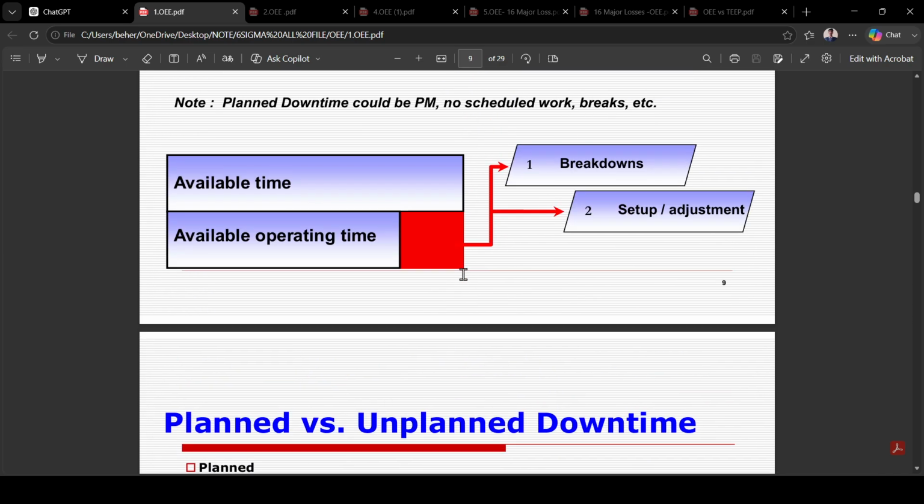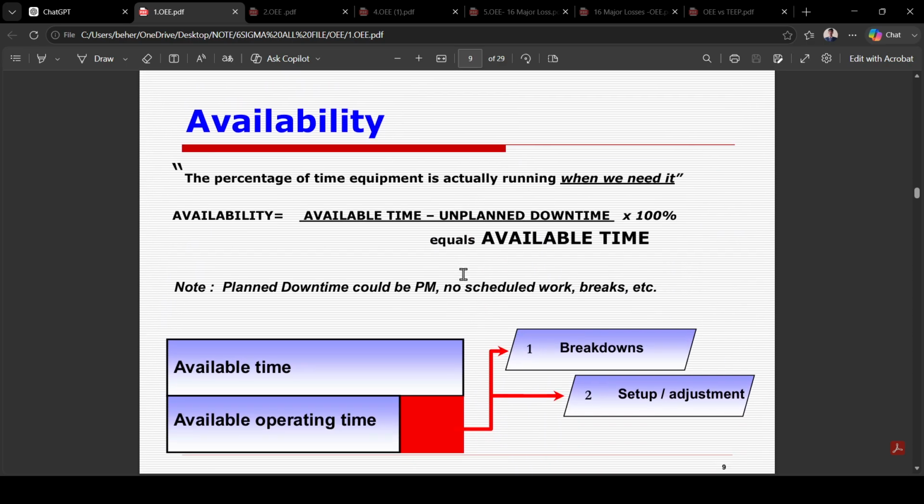Then availability. It is the percentage of time the equipment is actually running when we need it. So availability equals available time minus unplanned downtime, divided by available time, times 100%. Planned downtime could be PM, no scheduled work, breaks, etc.